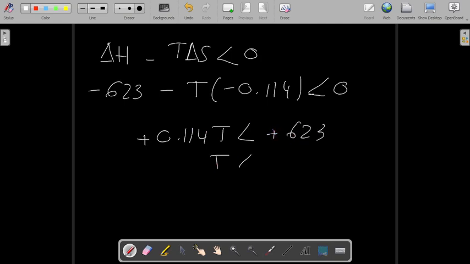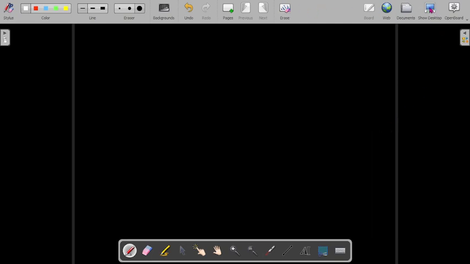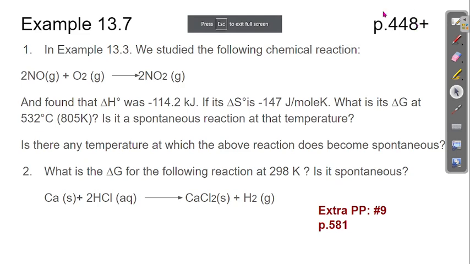623. So divide everything, 623 by that 0.114, and that's where you get that it has to be smaller than 5.46 times 10 to the 3 Kelvin, and that is your answer. Any temperature in which this is true, the temperature is smaller than this value, it will be spontaneous. So that's the kind of problem you need to be able to solve.